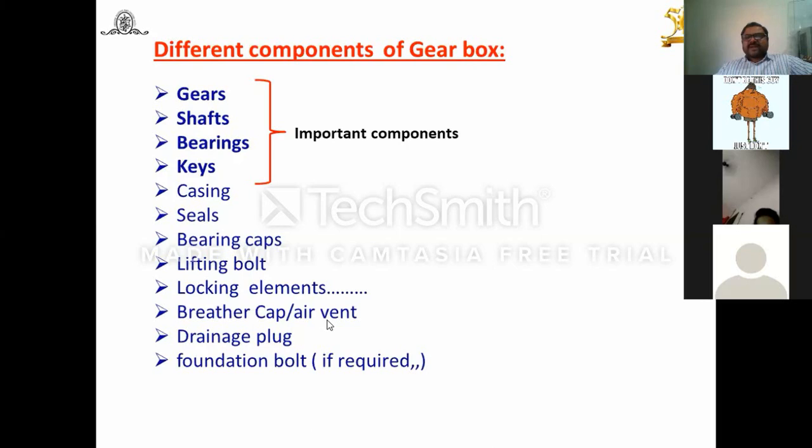Then the breather cap or air vent. Sometimes there is excessive heat generation inside the gearbox. That heat is carried by the lubricant, and because of that vaporization of the lubricant takes place, or you will find the lubricant coming out in the form of mist in the air. That's why an air vent is sometimes required to remove that lubricant mist. Then drainage plugs to remove the oil, then foundation bolts and many other components. I will explain these; these are some of the standard components I have put here.